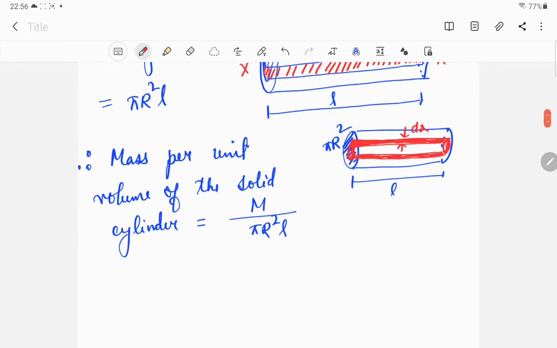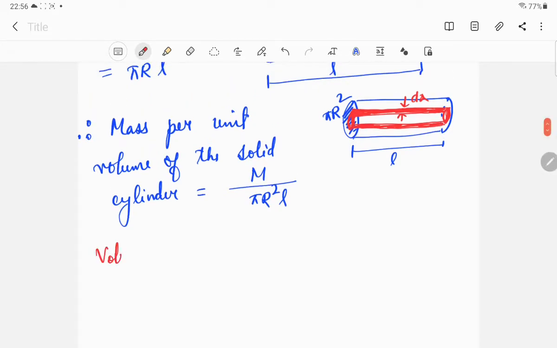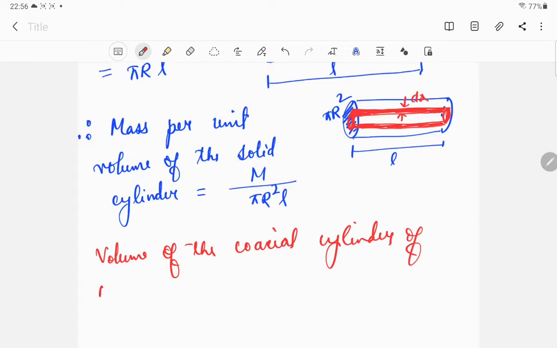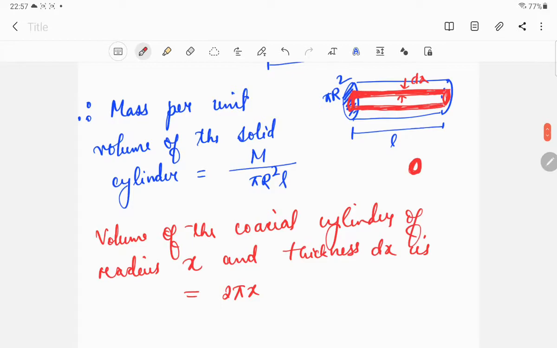Now, what is the volume of the coaxial cylinder of radius x and thickness dx? It is not a circle, it is a ring, so its circumference is 2 pi x and its thickness is dx, so 2 pi x dx, and it is of length l again. So this is the volume of the coaxial cylinder.